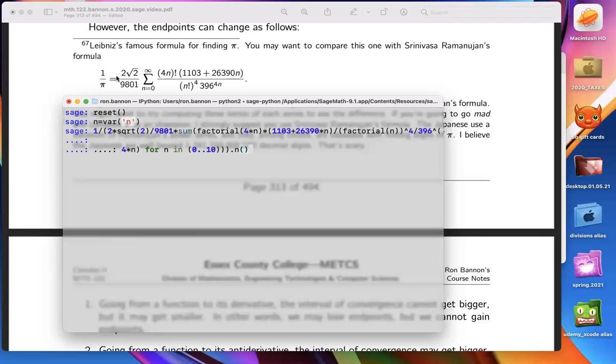I'm typing in 1 over this crazy looking sum formula right over here. And what's that sum formula? 1 divided by, well, it's going to be 2 square root of 2, divided by 9801, sum factorial 4n star 1103 plus 26390n, divided by factorial n to the 4th power, 396 to the 4n. By the way, the reason for the dot is that it's exceeding the line length, so I'm continuing. And for n from 0 to 10, and then approximated. And this should be approximately pi.